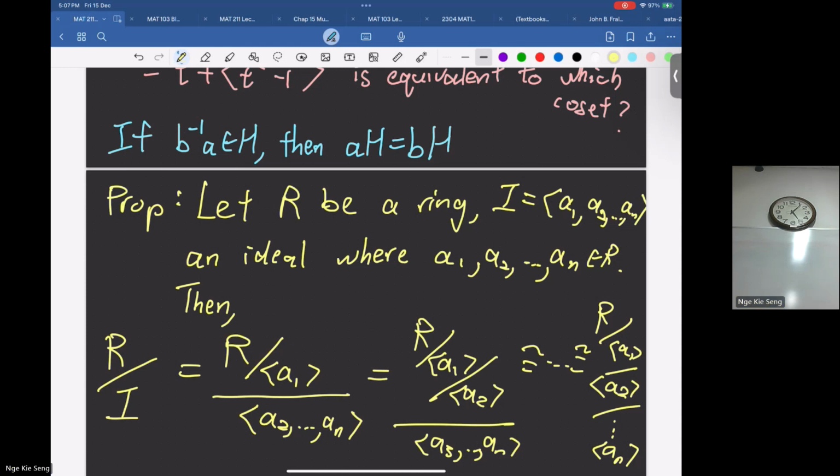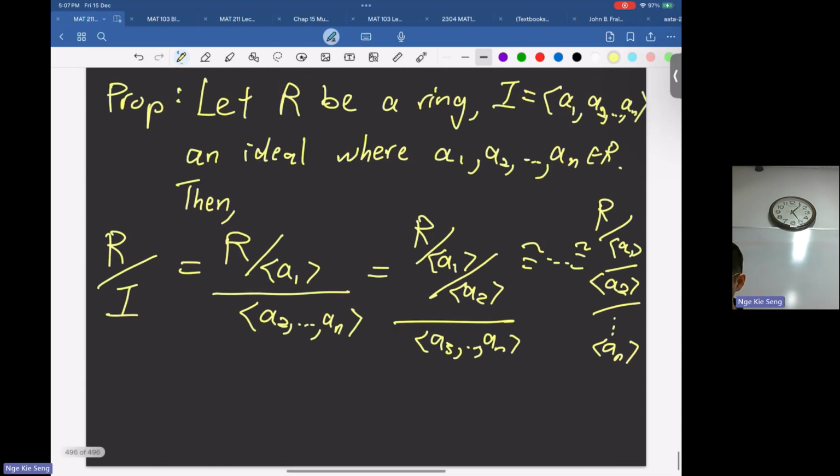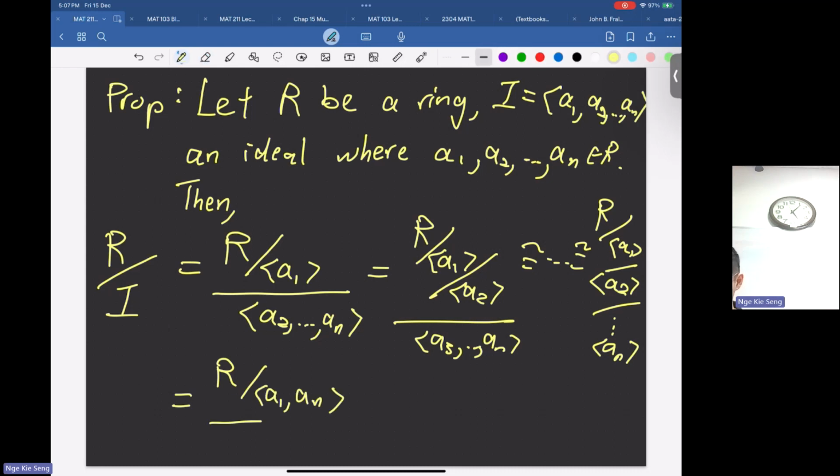Okay. So this is the same as quotienting with the ideal generated by the union of a different number of elements. So you also can quotient by 2 elements first, and then quotient the rest, and so on. And then there's a proof of this.